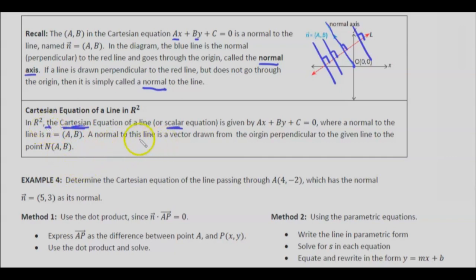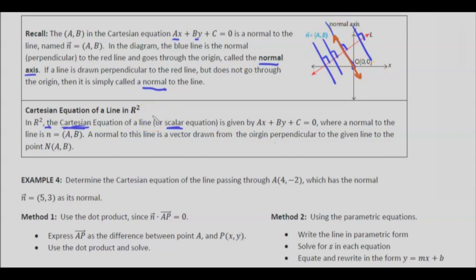A normal to this line is a vector drawn from the origin, perpendicular to the line, given by the point (a, b). So in this case, the original one was right here. So this is going to be normal (a, b). Oops, sorry, I meant here. Remember, the normal is a line as well, so the normal can have arrows on both sides.